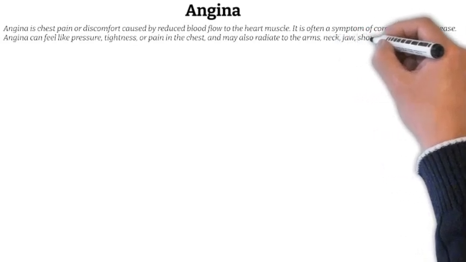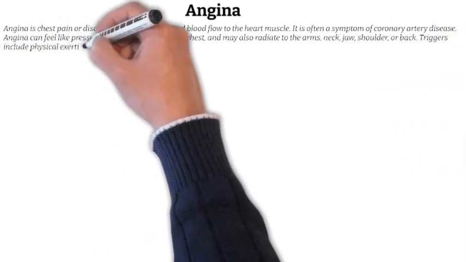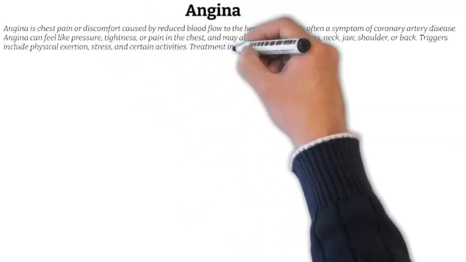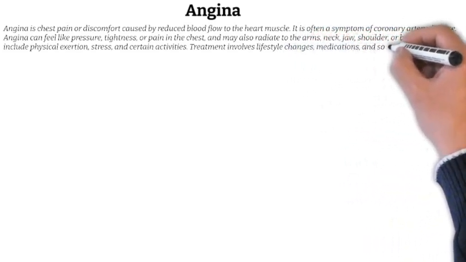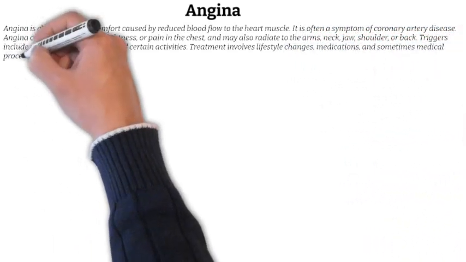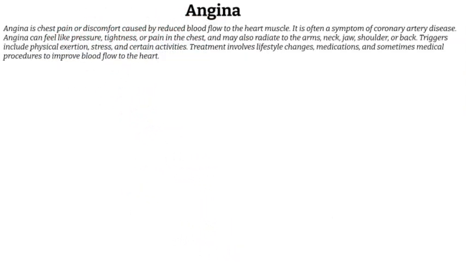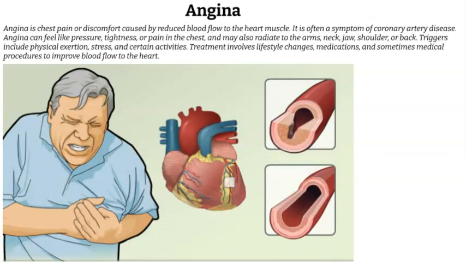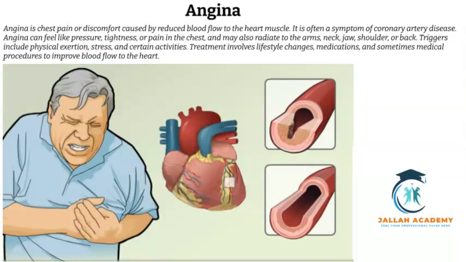It is often a symptom of coronary artery disease. Angina can feel like pressure, tightness, or pain in the chest, and may also radiate to the arm, neck, jaw, shoulder, or back. Triggers include physical exertion, stress, and certain activities. Treatments involve lifestyle modification, medication, and sometimes medical procedures to improve blood flow to the heart.